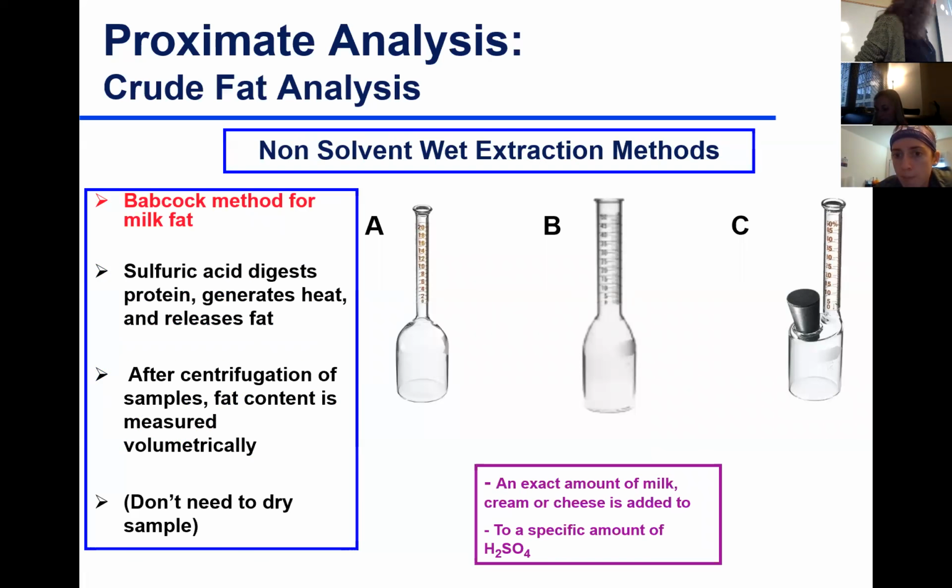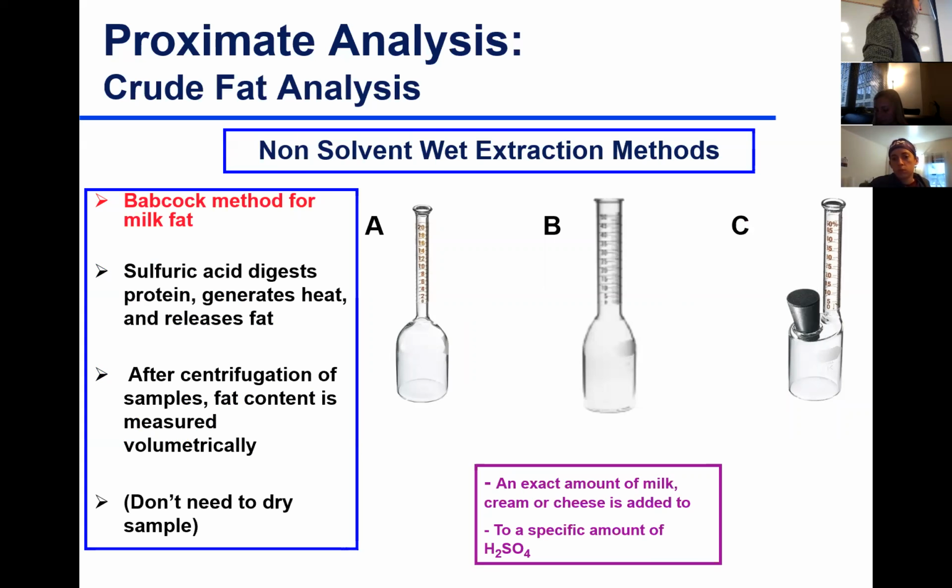So basically, it's a very simple method. You have these different flasks for different dairy products. This flask here, A is for milk, B is for cream, and C for cheese. The cheese flask, obviously, you see here there's an opening, so you can put in the cheese more easily than having to go through a narrow neck to put in your sample. So again, it's a straightforward method.